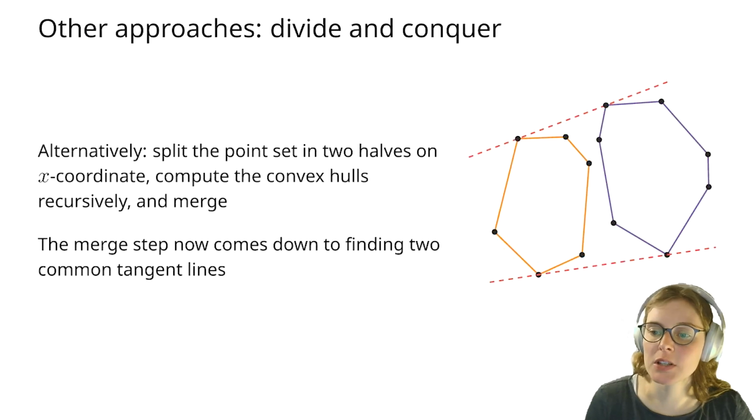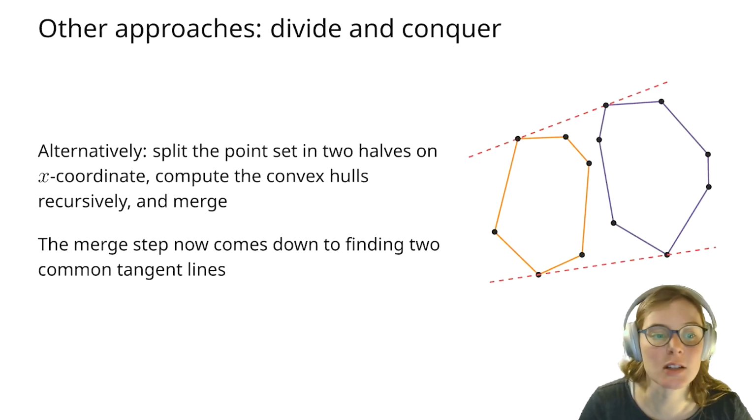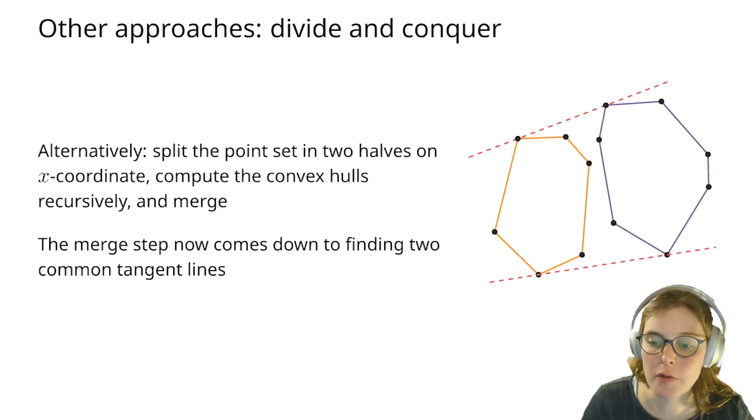We could partition the points, for example, using their x coordinate. So find the median x value. Everything with the smaller x coordinate is in one subset, and everything with the larger x coordinate in the other subset. To merge the solutions to these two subproblems, we would then need to find common tangent lines.